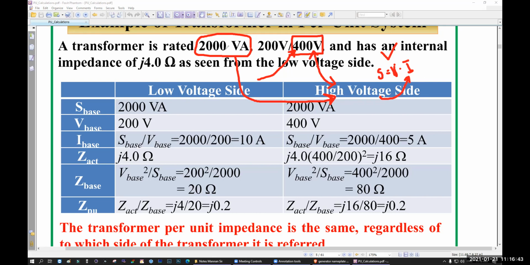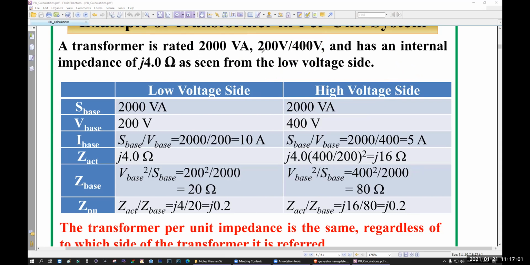So that's why this VA is necessary. VA means what? Whatever happens, your voltage and current multiplied should be a maximum of 2000. Maximum of 2000. Do you understand? Yes sir. So maximum 2000 is what it can supply. That is the maximum power it can give you.